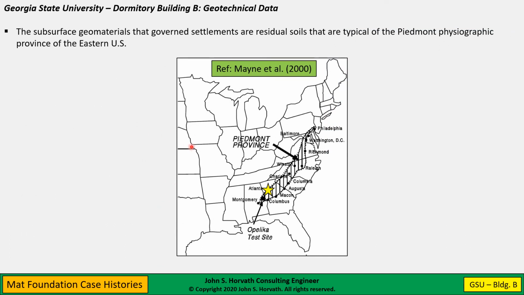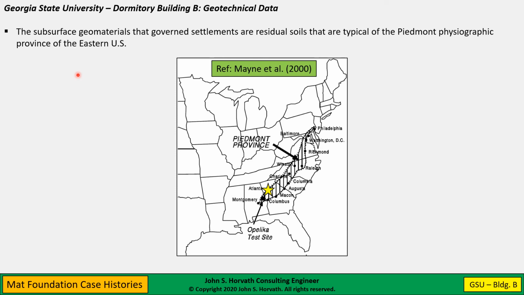In terms of the subsurface materials that govern settlements, these are residual soils, and they're typical of what is called the Piedmont physiographic province in the eastern United States. As you see, it runs from Philadelphia, Pennsylvania, down here into Alabama. Here's a site in Atlanta here, down near the southern end of this province.